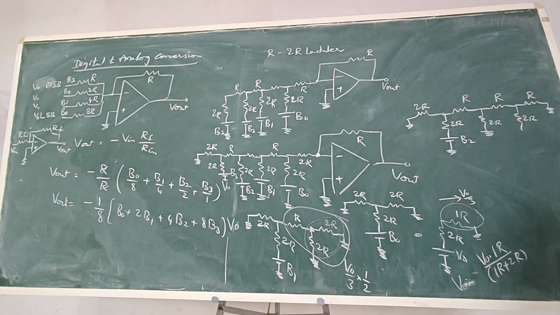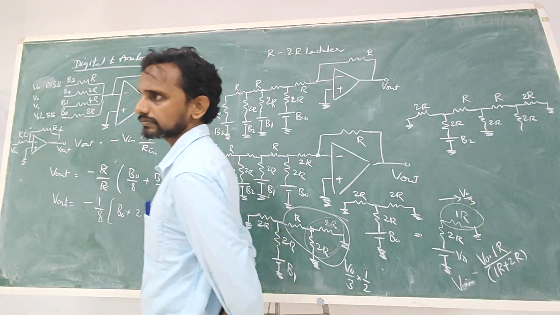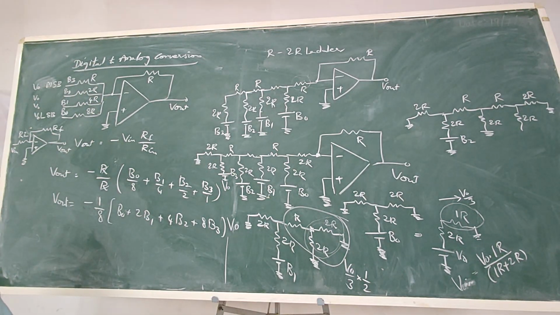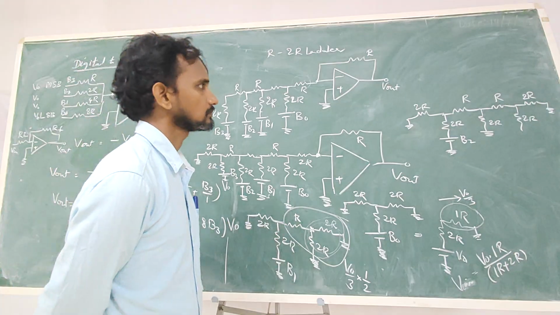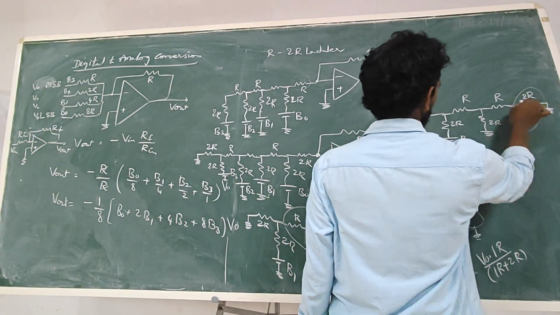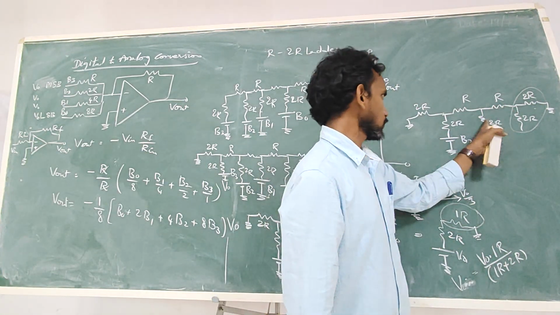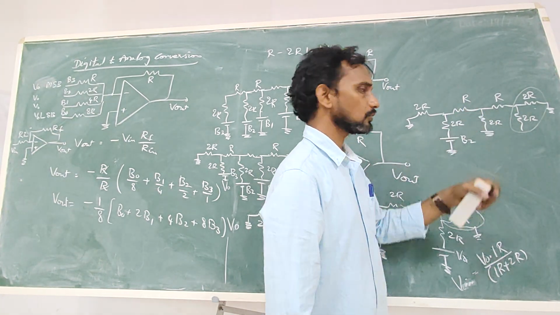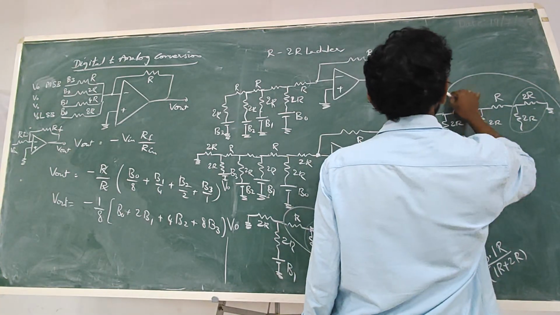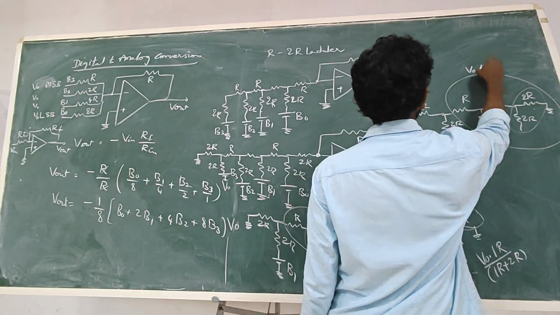That is the circuit. This 2R and 2R become R plus R, 2R. Again 2R and 2R becomes R plus R, 2R. So the voltage drop in the entire branch is V0 by 3.